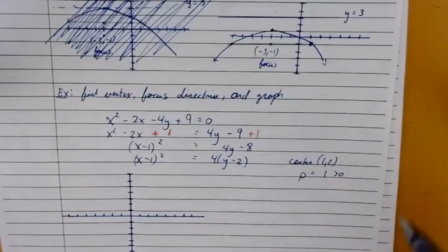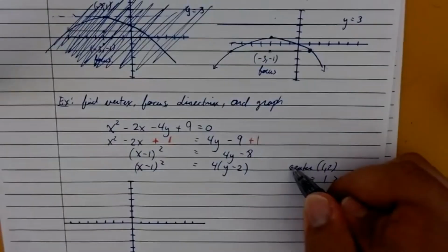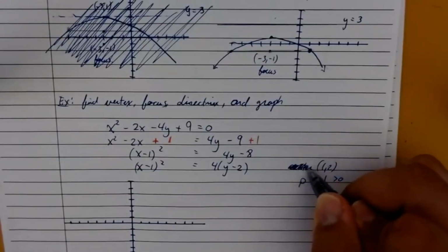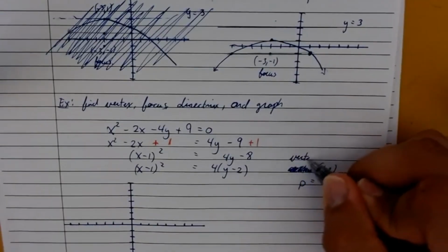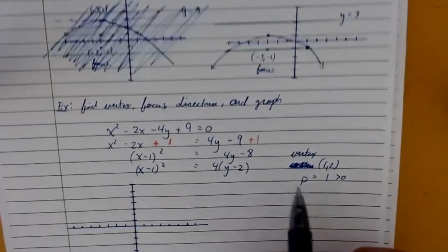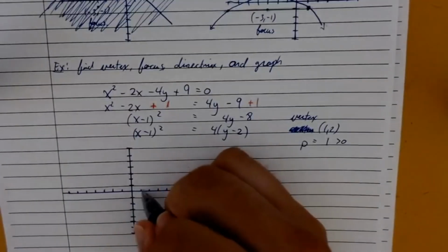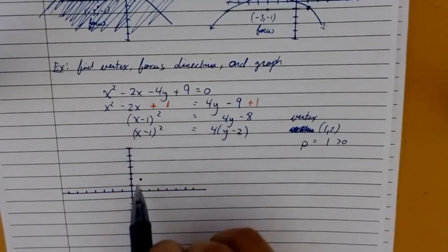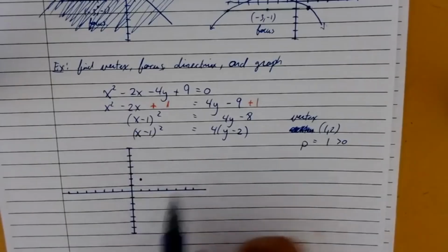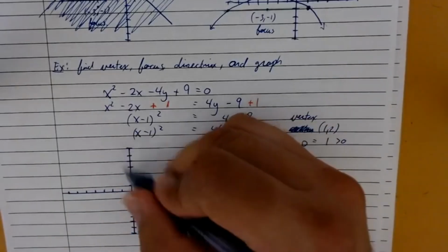We begin with our, and I've done it again, it's not called the center here. When it comes to a parabola, that's called the vertex. We don't really have a center for a parabola. So our vertex will be at the point (1, 2). We know that because the x is the one being squared, we're either going to open up or down. And since p is positive, that means we're going to open up.